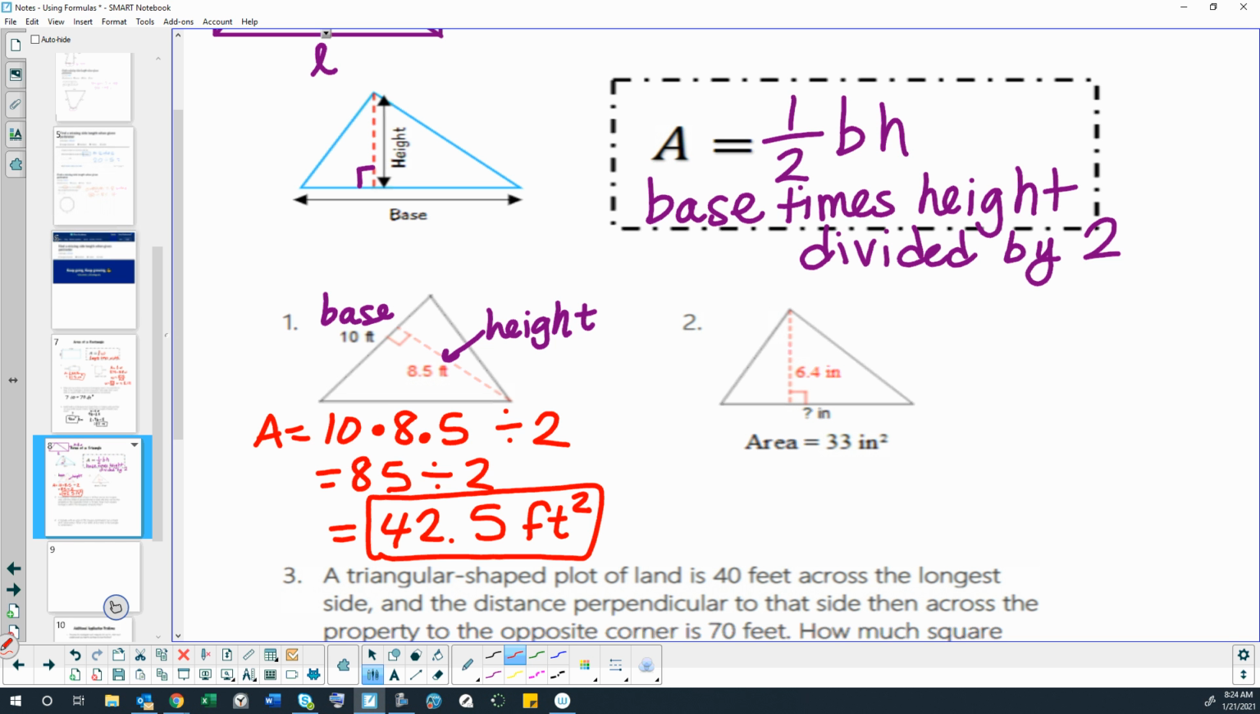All right. Here's another triangle. There's the base, there's the height, there's the area. Uh-oh. We know the height. We don't know the base. We do know the area. We're working backwards here, right?